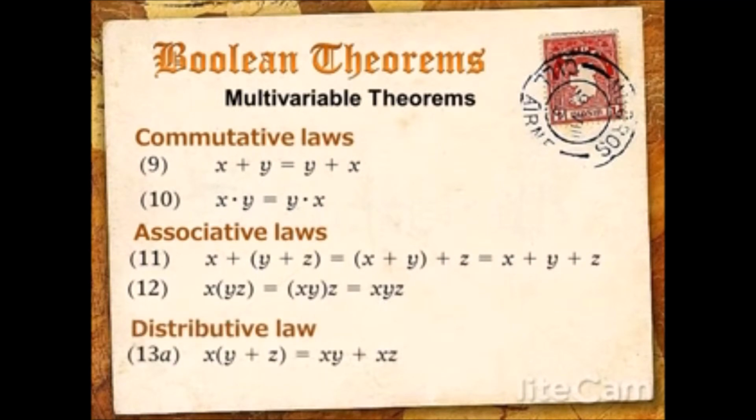Next is distributive law. In Theorem 13a, it is stated that when x is multiplied with the sum of y and z inside a parenthesis, it will be the same as the output of the product of x and y added with the product of x and z. In Theorem 13b, it is stated that when the addition of w and x inside a parenthesis is multiplied with the addition of y and z also inside a parenthesis, it will produce an output equal to the addition of the product of w and y, the product of x and y, the product of w and z, and also the product of z and x.